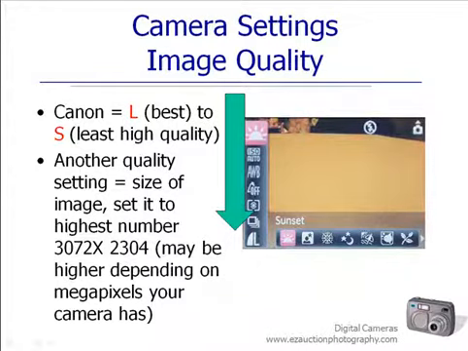So what we're looking for is a high number, and we want to set it at the very highest number, because if it's too big an image for sharing on the internet, you can always make it smaller. But you cannot make a small image bigger without it becoming pixelated.